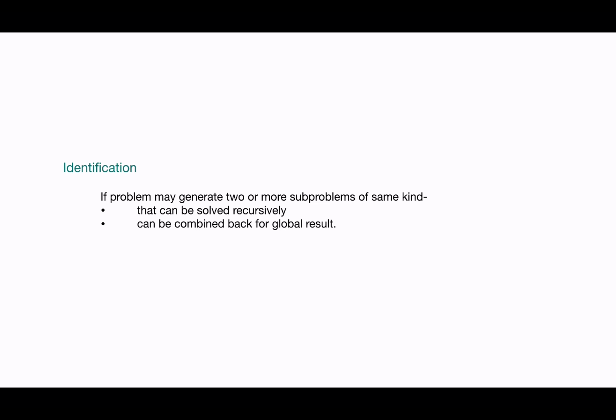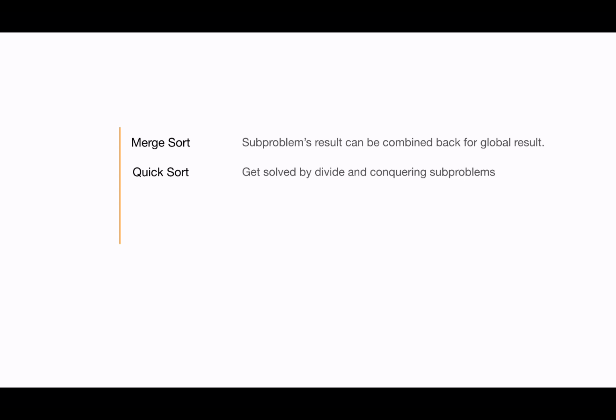Some of the examples are merge sort, where subproblems' results can be combined back for the global result. Quick sort, that gets solved by dividing and conquering the subproblems. Binary search, however, more specifically comes under decrease and conquer because there is only one subproblem. We will implement merge sort and quick sort in upcoming lectures.